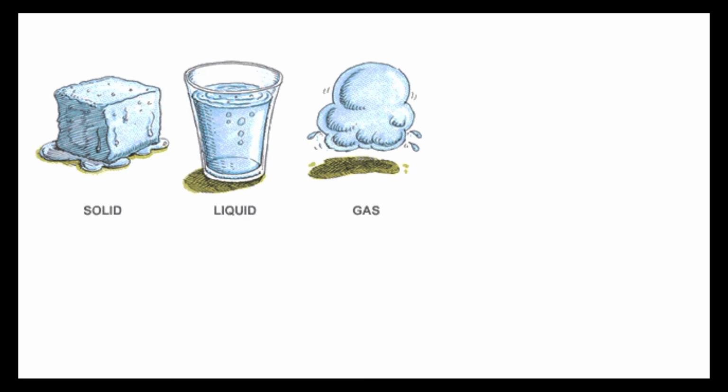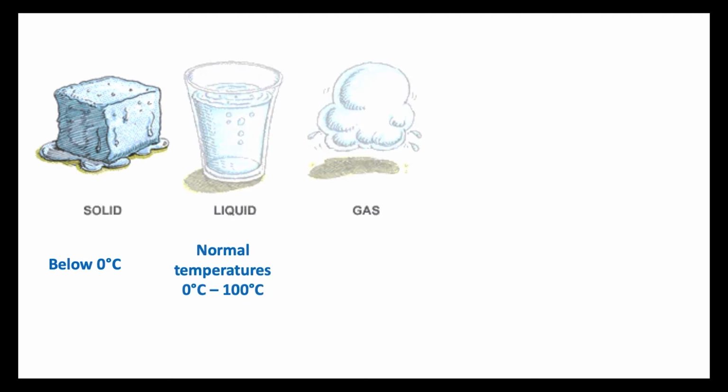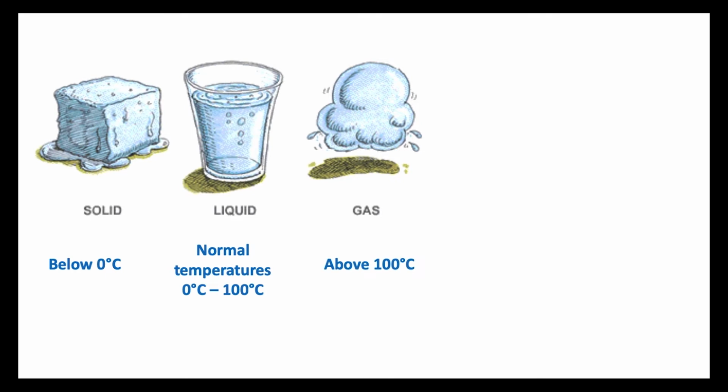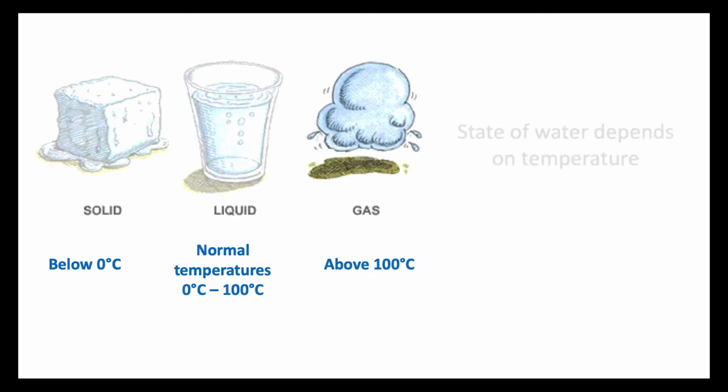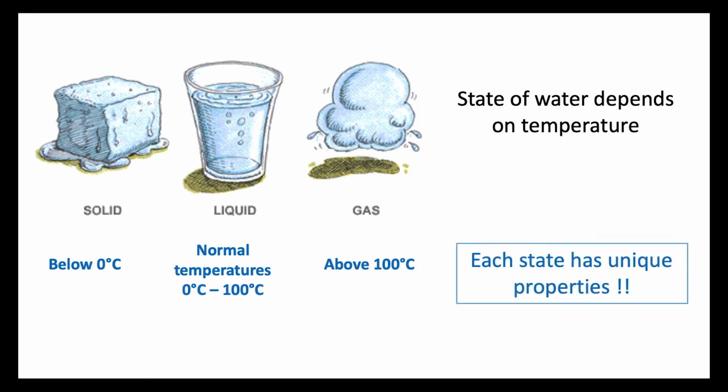Below 0 degrees Celsius, water is a solid. Between 0 and 100 degrees Celsius, water is a liquid. And above 100 degrees Celsius, you know that water is a gas. So, the state of matter depends on the temperature at which water exists. And each of these states has unique properties.